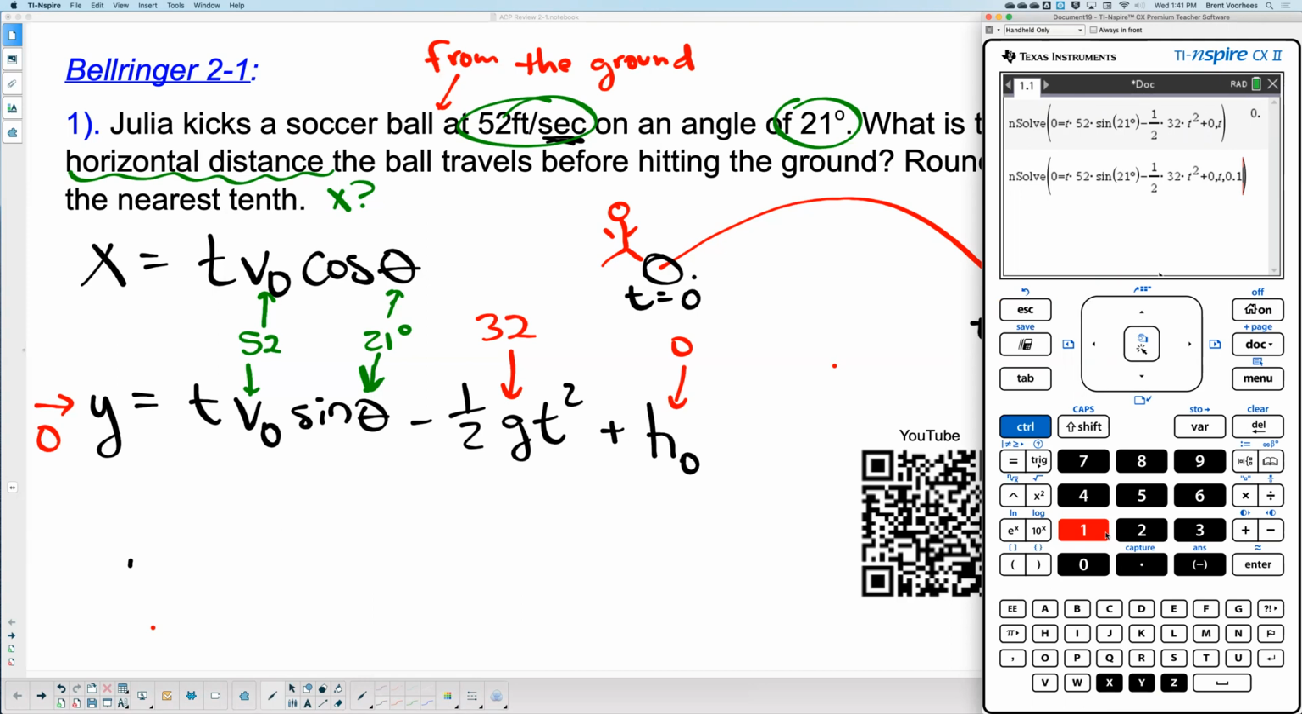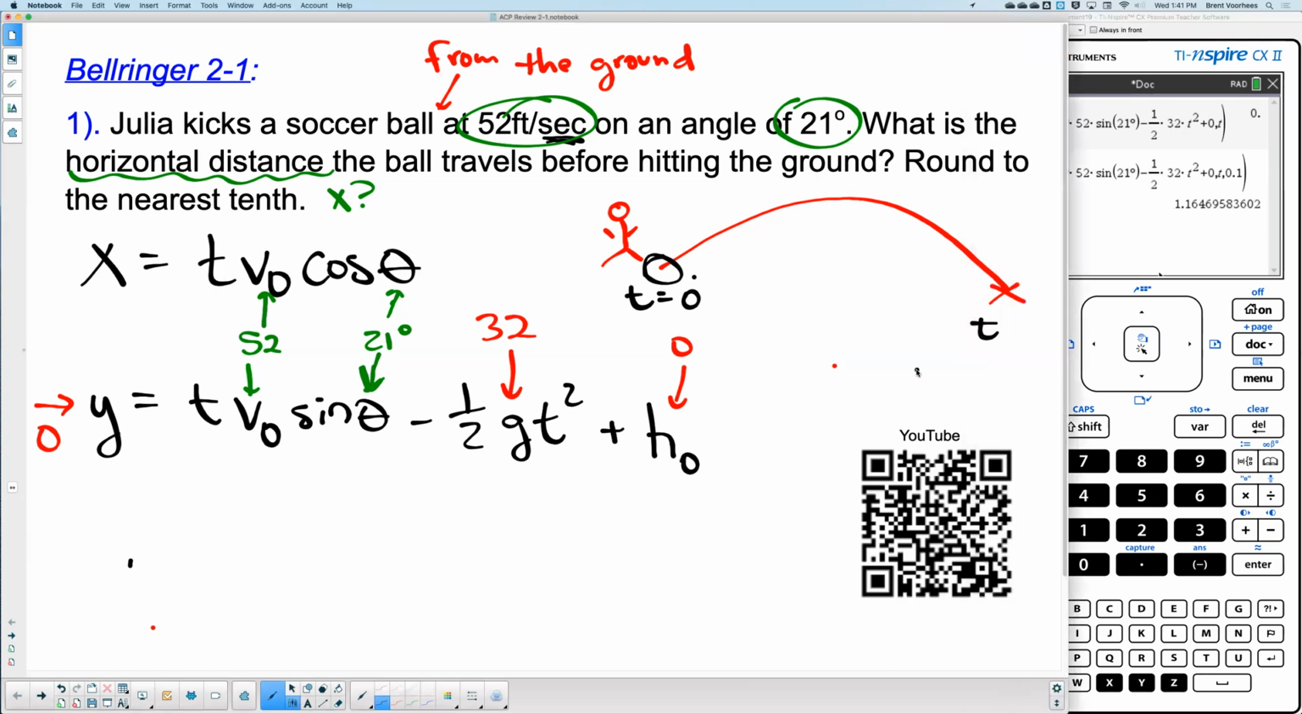What do you get this time? 1.16. All right, I'm going to put 1.16 there. And what we're going to do now, if you remember, actually, you tell me, do you remember what we're going to do? We're going to save it as a variable, and then we will substitute it into the other equation.